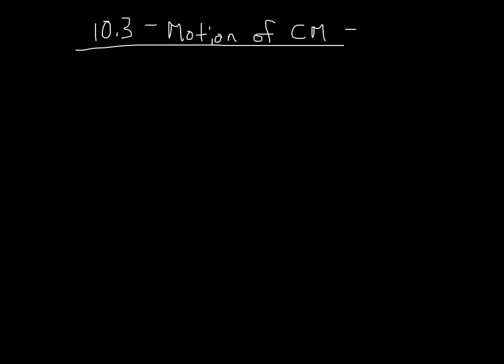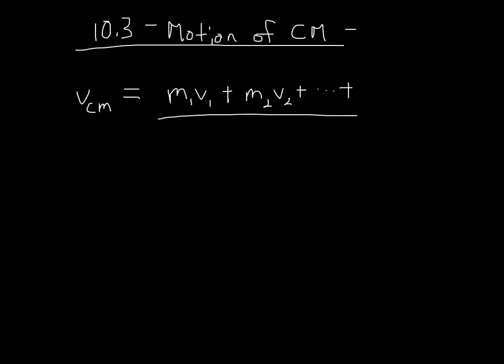Now, we really introduced the concept of momentum at the beginning of the chapter so that we could discuss the motion of a center of mass. We can write an equation for the velocity of the center of mass that looks very similar to the position equation. The velocity of the center of mass is equal to mass 1 times velocity 1 plus mass 2 times velocity 2 plus all the other mass particles that you want to use to make up your system, all divided by the total mass. But if we look at mass 1 v1 plus mass 2 v2, all the masses times all the velocities, this is just the total momentum in your system.